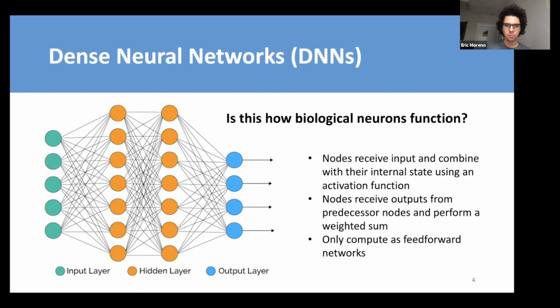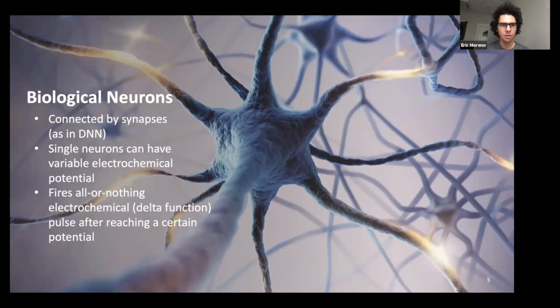There's a much better way that this could be done if we're trying to really mimic biological neurons. So let's think about how these biological neurons actually work. Basically, you have your neurons, which are connected by synapses to neighboring neurons. And these neurons have a kind of variable electrochemical potential inside of them. And when this electrochemical potential reaches a certain threshold, you fire an electrochemical pulse through your synapses to your neighboring neurons. So basically, that's the only way your brain is able to compute something. You basically just have your neurons firing delta functions to their neighboring neurons.